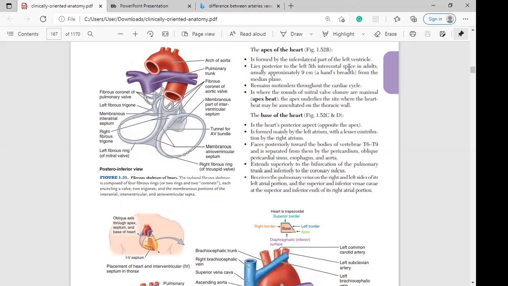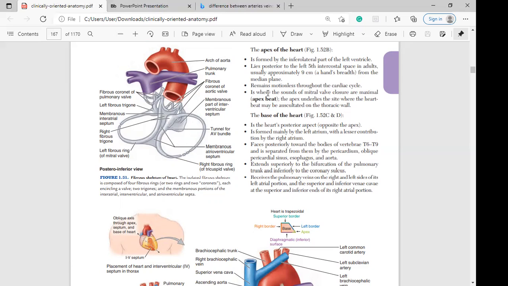Now, it is usually approximately 9 centimeters from the median line. The median line is your sternum, the breastbone. So 9 centimeters to the left of that median line on the fifth intercostal space, there you find the apex of the heart. Now, the apex of the heart remains motionless during the cardiac cycle. So it is not moving up and down. It is motionless, the apex of the heart.